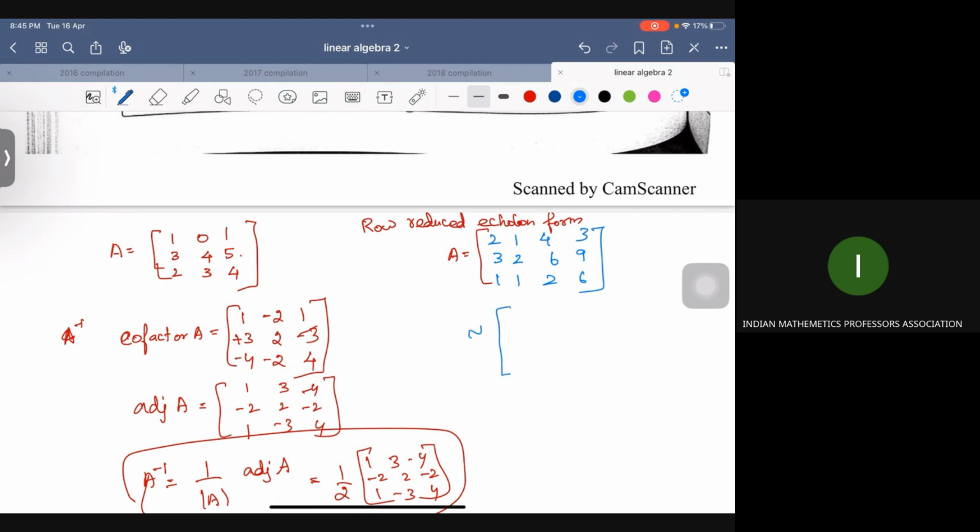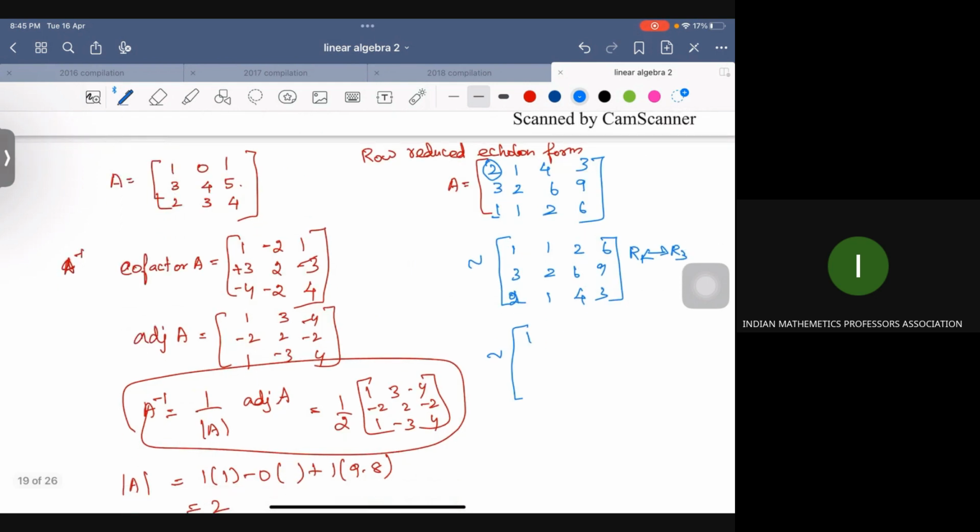The leading element of the first row of the matrix should be 1. So I am interchanging R1 and R3, giving 1 1 2 6. Since the element 1 is here, I am interchanging R1 and R3, leaving 3 2 6 9 and 2 1 4 3. So the first entry of the first row should be 1, and in the second row I should make this entry 0.